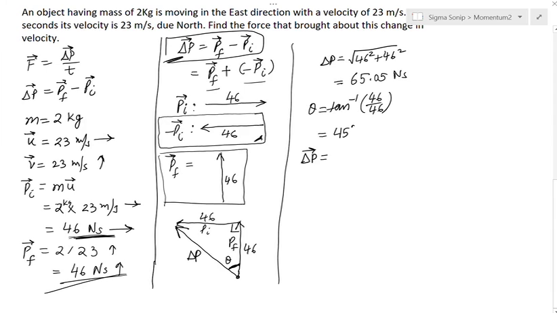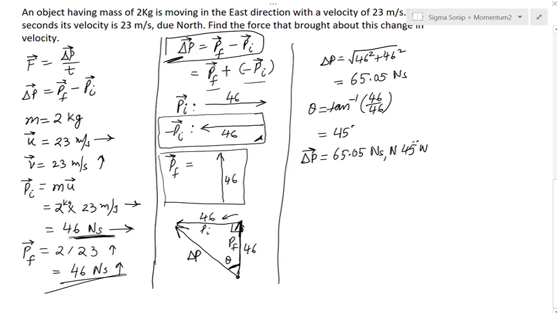And with that, I can write my delta P as a vector. Delta P is equal to 65.05 Newton second, and the direction is, you can see this is the north direction, and from the north we are moving towards the west by 45 degrees. So north 45 degree west.